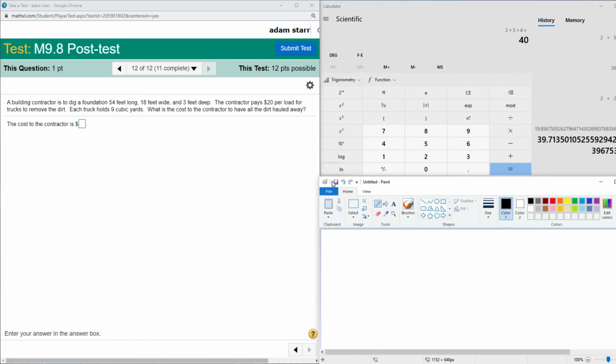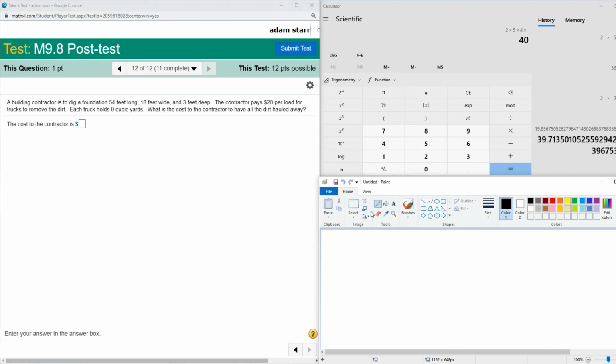Okay, and then last word problem. A building contractor is to dig a foundation 54 feet long, 18 feet wide, and 3 feet deep. The contractor pays $20 per load for trucks to remove the dirt. Each truck holds 9 cubic yards. What is the cost to the contractor to have all the dirt hauled away? Okay, I know we dealt with a problem similar to this while we were still in school. We have to be very careful. My dimensions here of this foundation are in feet, but then the truck is talking about in yards.